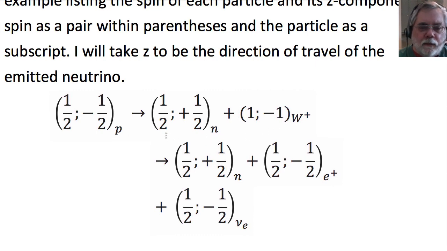The proton became a neutron, which is a spin 1/2 particle, but its spin is flipped relative to the proton. So the proton started out spin -1/2, the neutron became spin +1/2, and the W+ particle took away -1/2 h-bar in the z direction. And then the W+ particle decayed into a positron, which is a spin 1/2 particle, and in this case, along the z direction, it had spin angular momentum of -h-bar/2, and a neutrino, which is a spin 1/2 particle, and it took away -1/2 h-bar in the z direction.